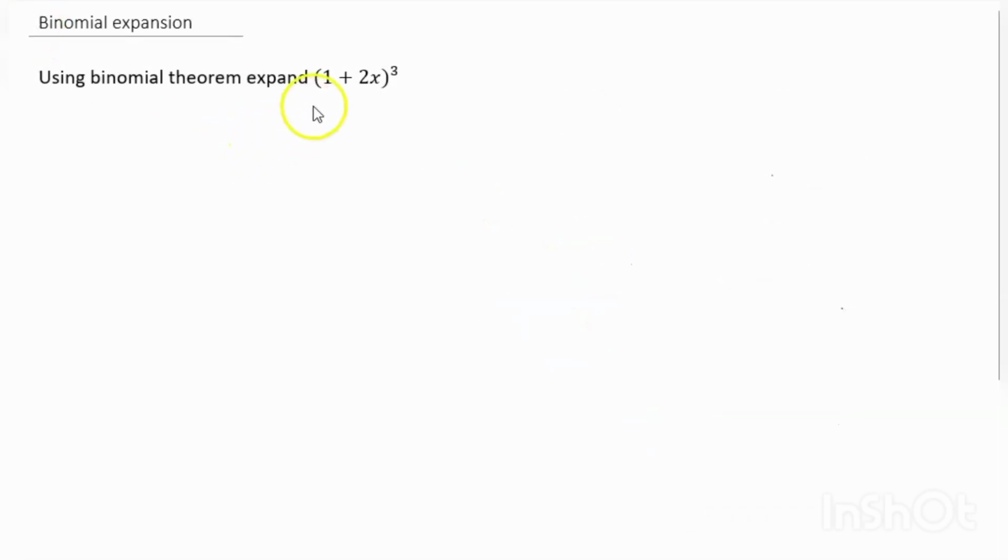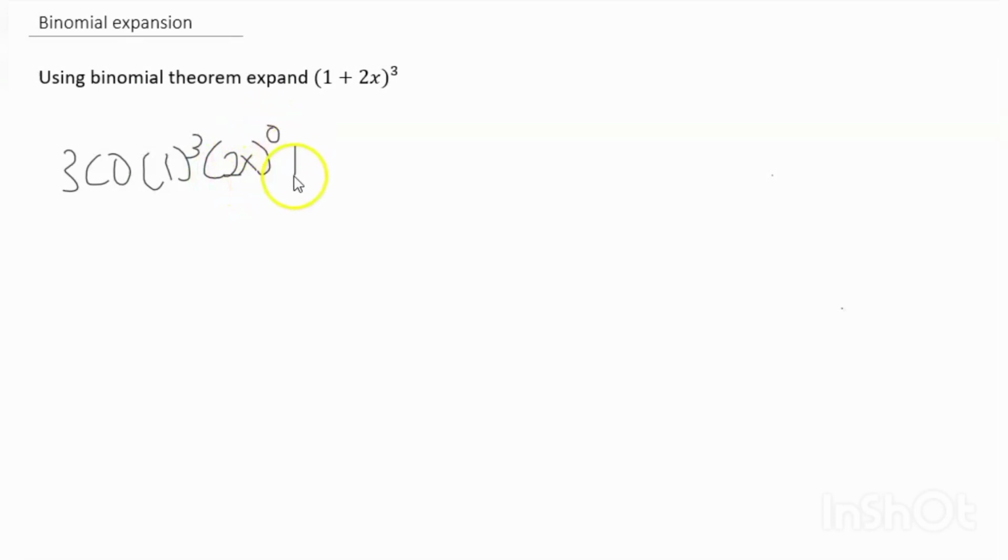So now that we have that out of the way, we have 1 plus 2x everything to the power of 3. So what you're going to do is you're going to start with 3 combination 0. Okay, then you're going to take your 1. It's very similar to the one before. Take your 1. This would be raised to the power of 3. That's the 1 over here. Then take your 2x. And this would be raised to the power of 0.